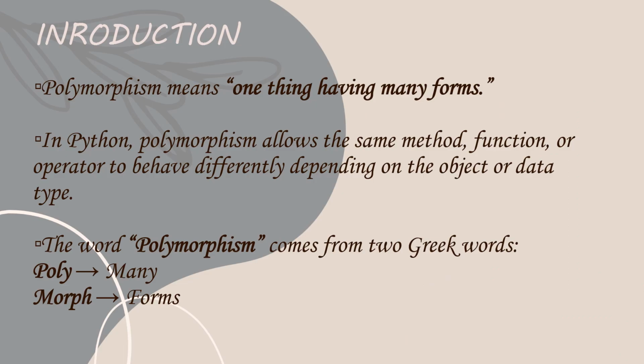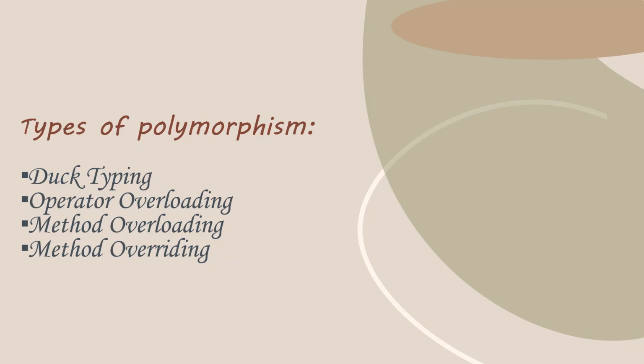Today, we'll be seeing one of the four pillars of OOPS, polymorphism. Polymorphism means one thing having many forms. In Python, polymorphism allows the same method, function, or operator to behave differently depending on the object or data type. The word polymorphism comes from two Greek words, poly, which means many, and morph, which means forms. There are four types of polymorphism: duck typing, operator overloading, method overloading, and method overriding.